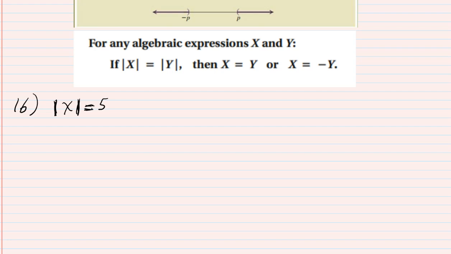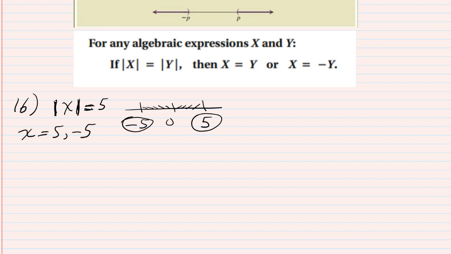Well, if I look at the number line, here's 0. This distance is 5 units away from 0, so is this distance, right? Therefore, the solution is 5 or negative 5. So x is 5, comma, negative 5. There are two solutions in that one. This translates into a disjunction.